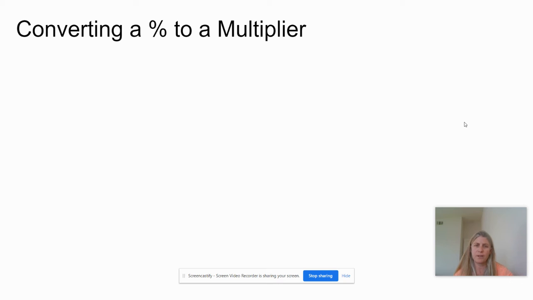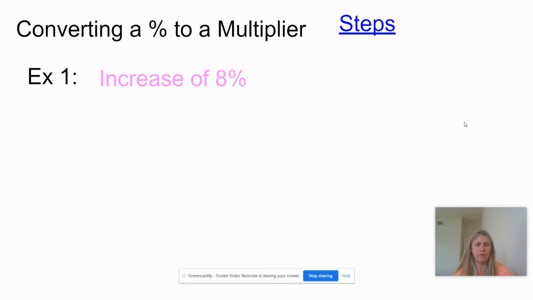Now, our second thing for a multiplier that we see a lot, especially in word problems, is when we're given an increase or a decrease as a percentage, and we need to turn that into a multiplier. However, it's really nice. This is not something that is difficult. So here's our steps. Our first example, if it says in a word problem that we have an increase of 8%, for example, the ticket prices to go to Disneyland increased by 8% this year. So we would need to go ahead and convert this before we can put it into our explicit equation.